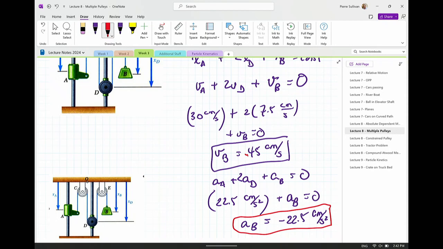Any other questions? Yeah, how did you get 2XD? Like I said, XA plus. So you have C here, D here, and B here. All because of 2. Yeah, because of wraparound.